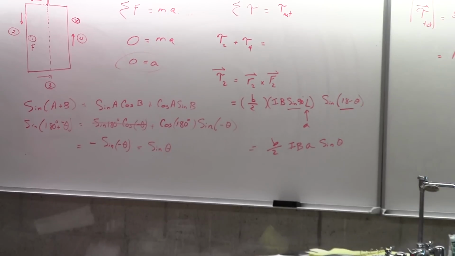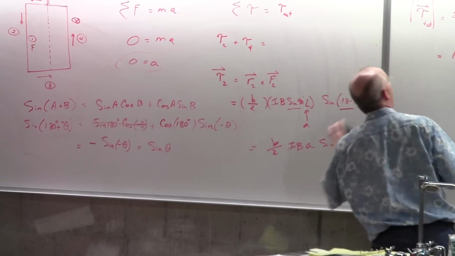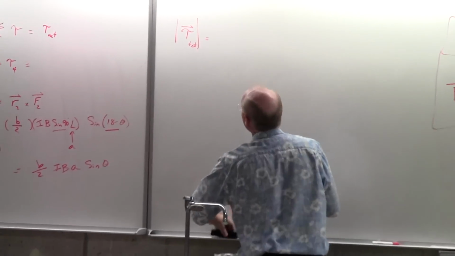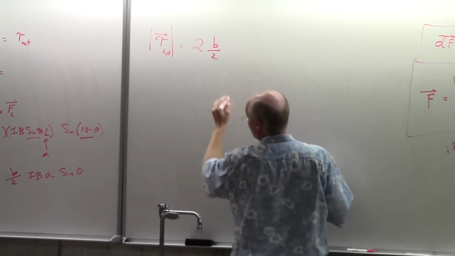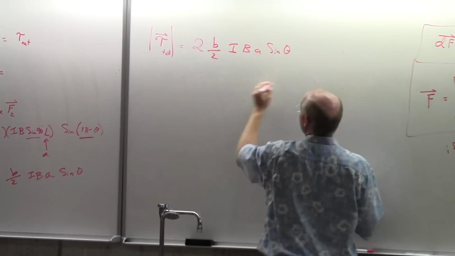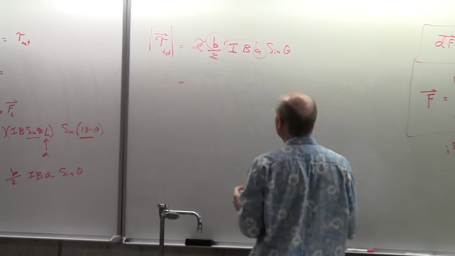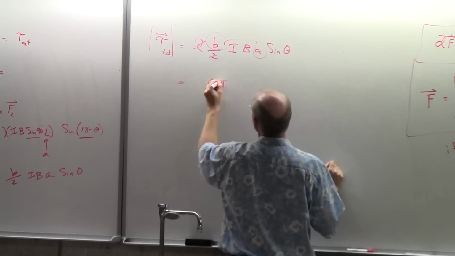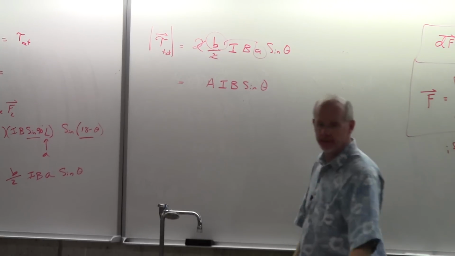So one angle of the cross product is 90 degrees. The other one is the angle between them. And so what I get when it's all said and done, like we did before, is I can double it. So the total torque is 2 times B over 2 times I times B times A times sine theta. The 2's cancel off, and the little b and the big A I can call area. And so that would be the torque.